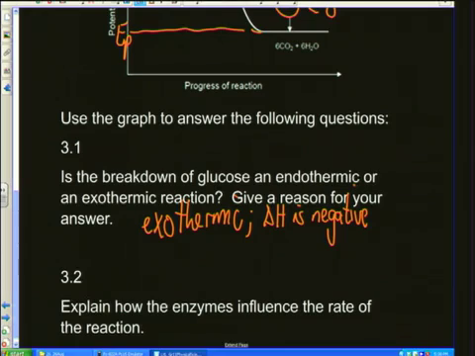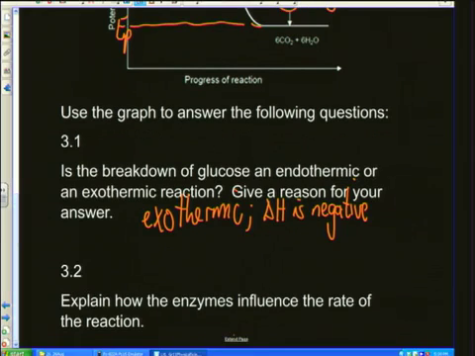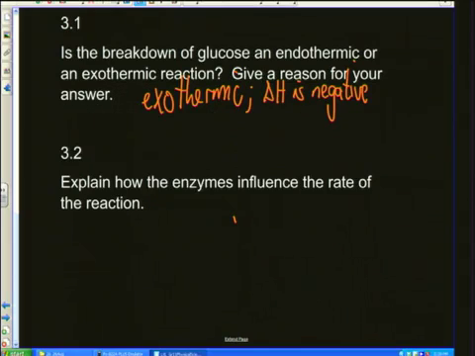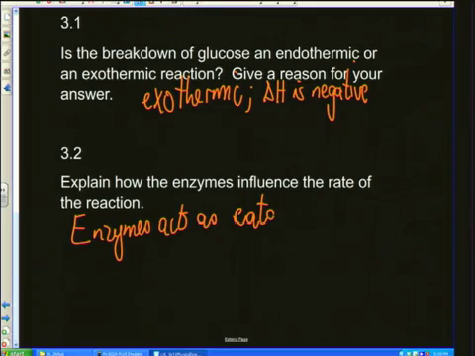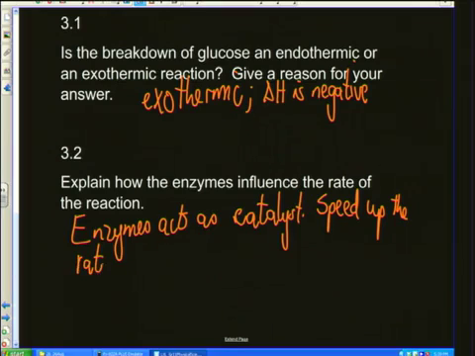Okay, and 3.2, explain how the enzymes influence the rate of the reaction. Enzymes in this case are acting as catalysts. Okay, that is what they are doing. So if they're acting as catalysts, what are they doing? They speed up the rate of reaction.